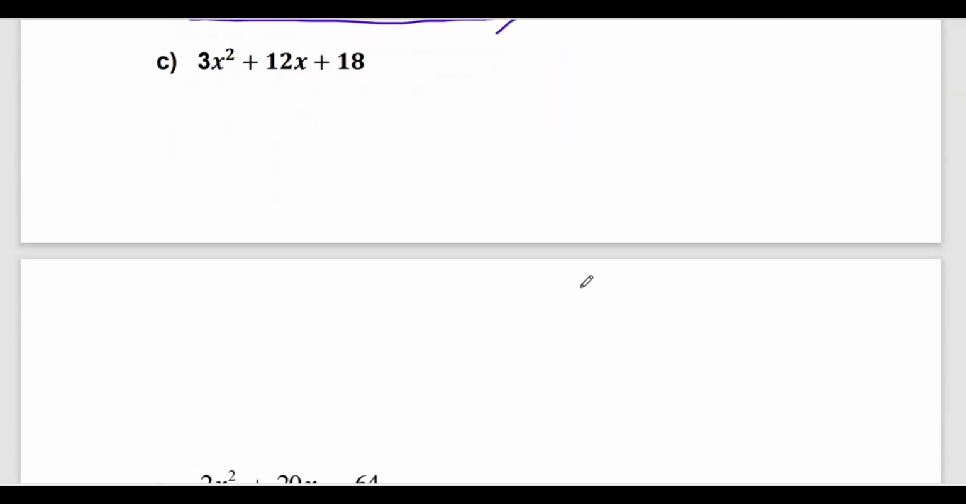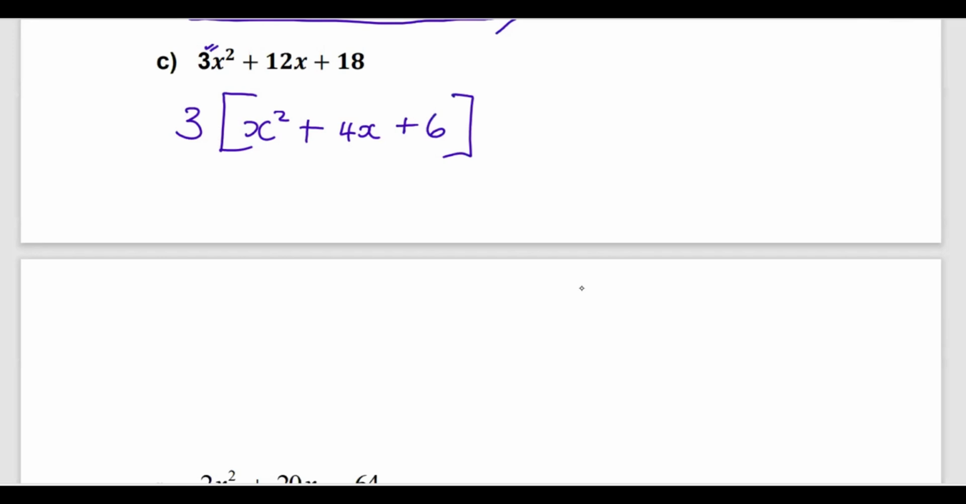All right, part C with the A being a 3. Okay, so step number 1, we said we need to make this a 1. So we can do the factorization. Take out the 3. We shall be left with x squared plus, that's going to be 4x, and then plus 18 divided by 3 is going to be a 6.